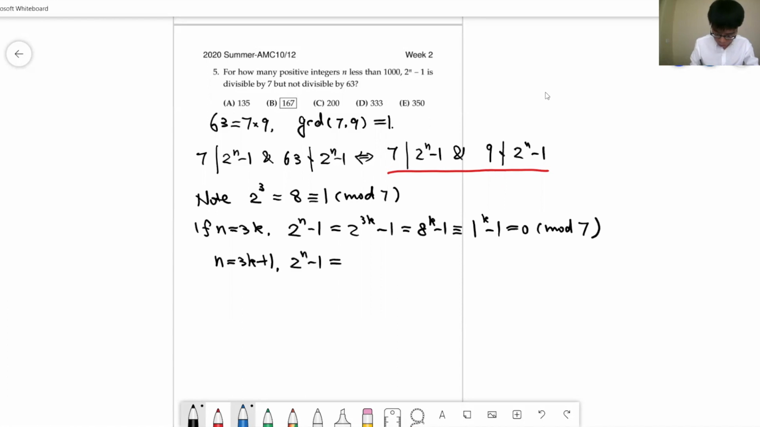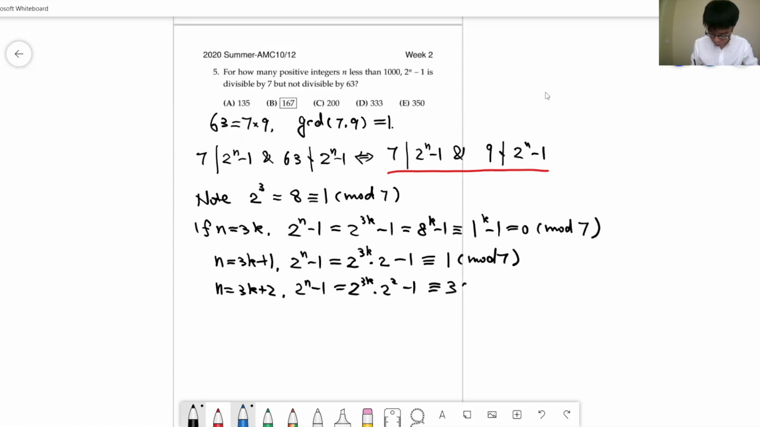We see that this equals 2 to the 3k plus 1, so it's 8^k times 2 minus 1. This corresponds to 2 minus 1, which is 1, mod 7. And if n is 3k plus 2, 2^n minus 1 is 2 to the 3k times 2 squared minus 1. This is 3 mod 7. So there's only one case that satisfies divisibility by 7. That is, n must be a multiple of 3.